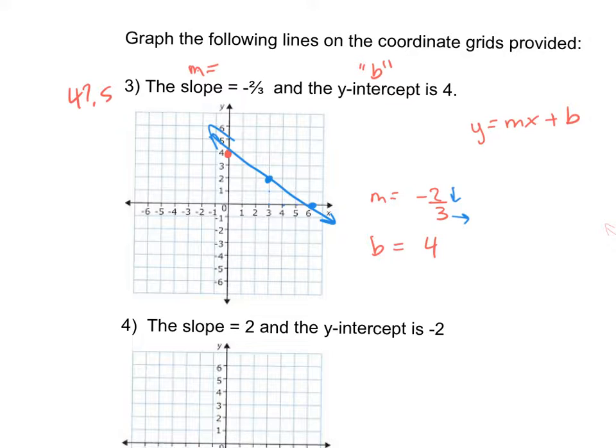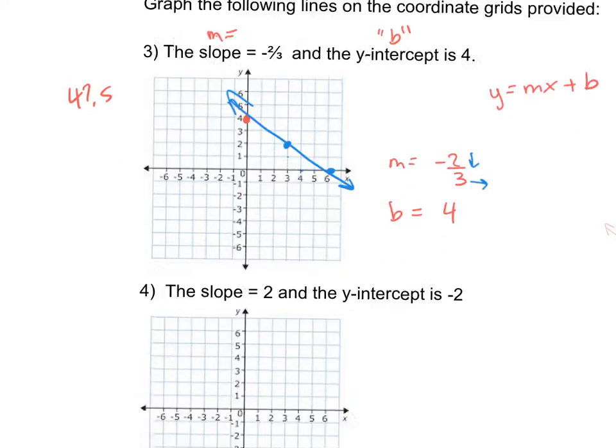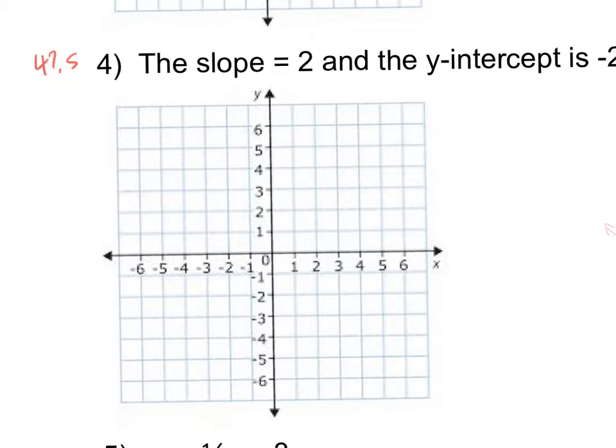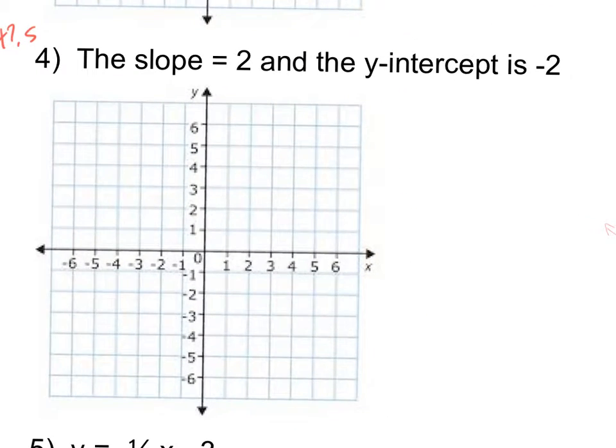And when you have a slope that's a whole number, like number 4 here, you have to remember that a whole number has what denominator? 1. So the slope of 2 in this example is really 2 over 1. And the y-intercept is negative 2. So where do I begin? Negative 2 on the y-axis. That's your point of beginning.